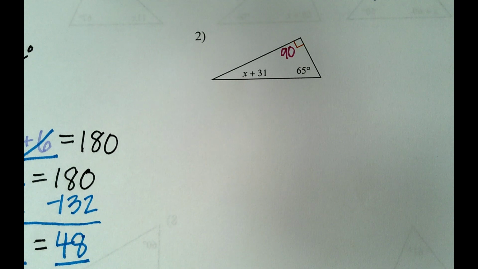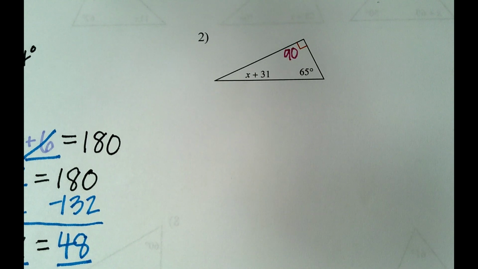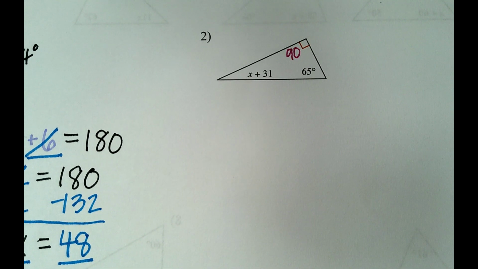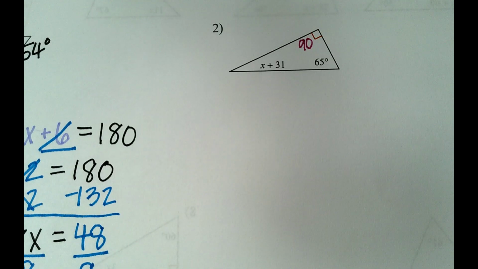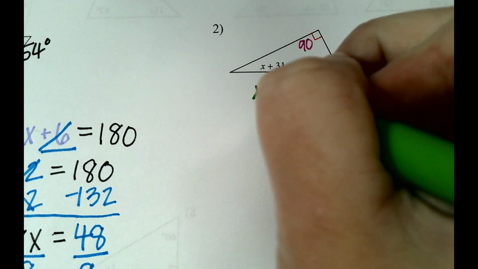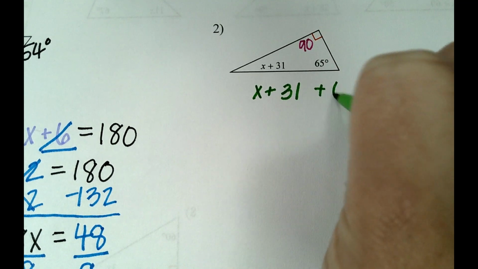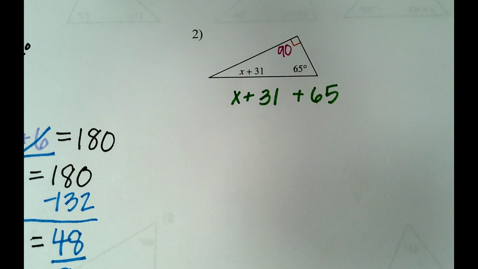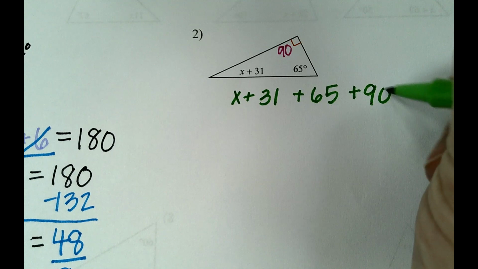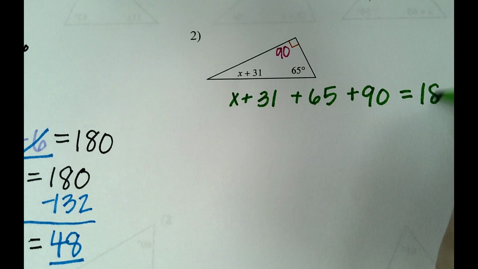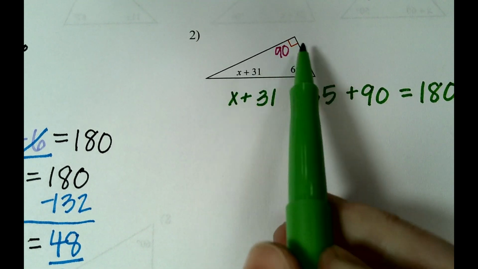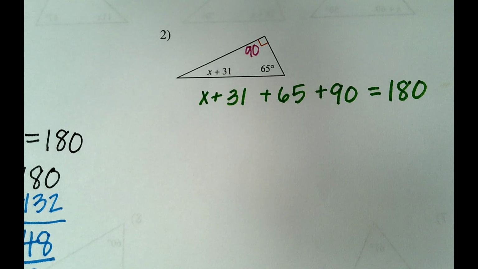Raise your hand if you want to tell me how to solve for x for this one, Amanda. Does it matter what order we put it in? No, it does not matter. It's going to be x plus 31 plus 65 plus 90 equals 180. Good. So we just put all three of those angles, added them together, and set them equal to 180.